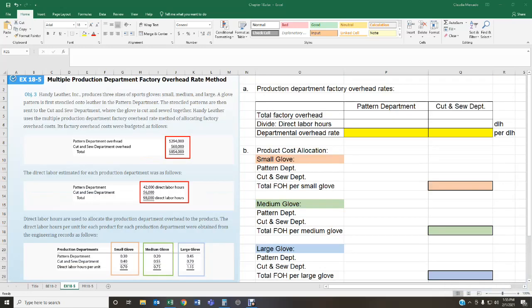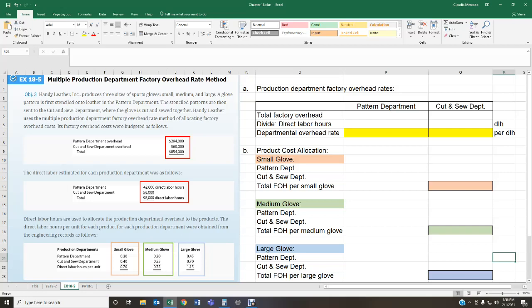So let's see what we have here. What I did is I created a little template. I've broken it down between the pattern department and the cut and sew department. Why? Because this is a multiple production department factory overhead rate method, so I need to keep track of my 2 departments separately.